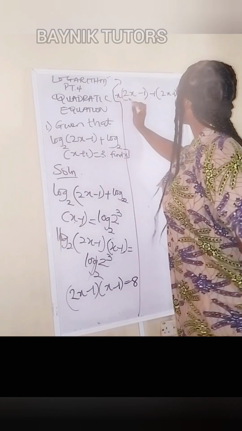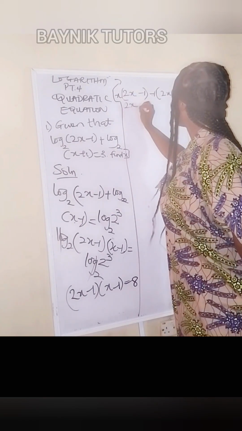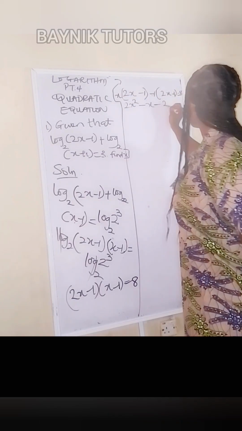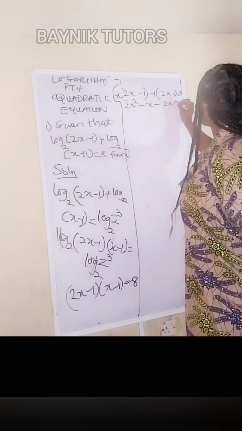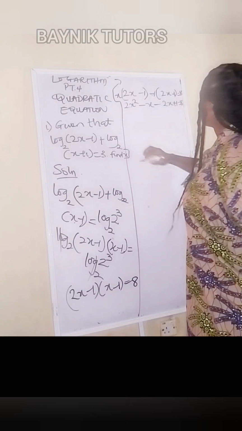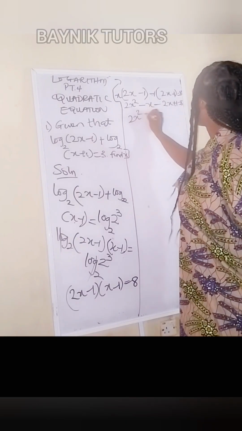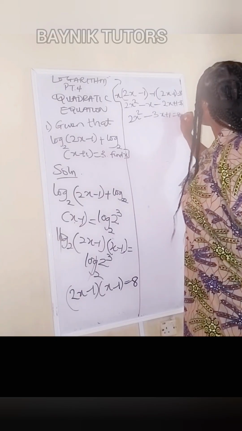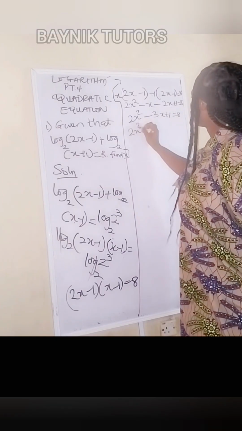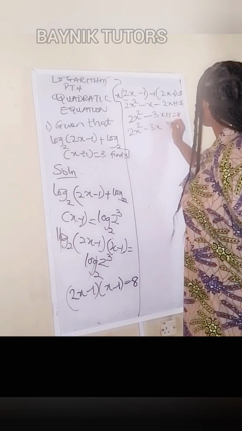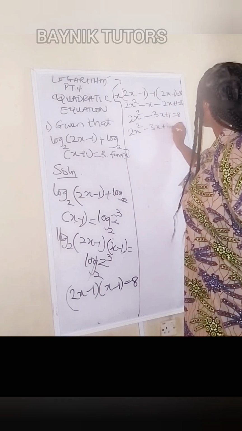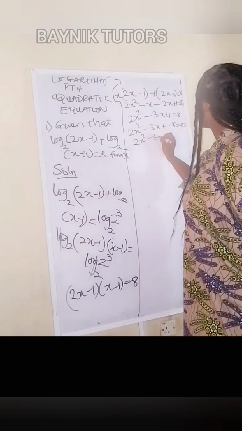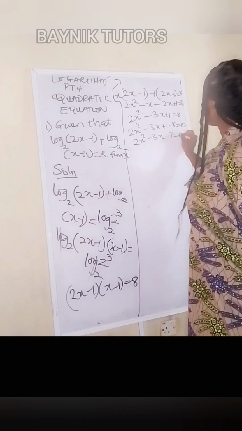So now x times 2x, let's open the bracket. That is 2x squared minus 2x plus x minus 1 equals 8. So now we have 2x squared minus x minus 1 equals 8. So let's collect like terms. This 8 comes here, turns to minus 8. So it's 2x squared minus x minus 9 equals 0.